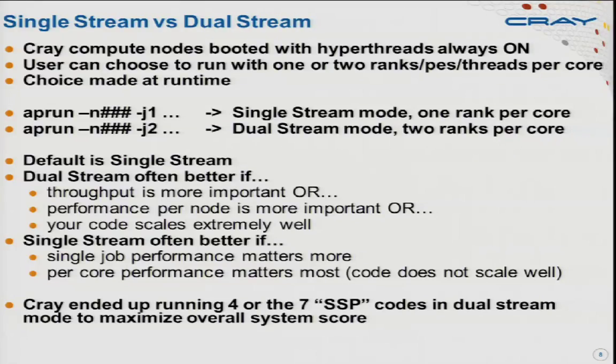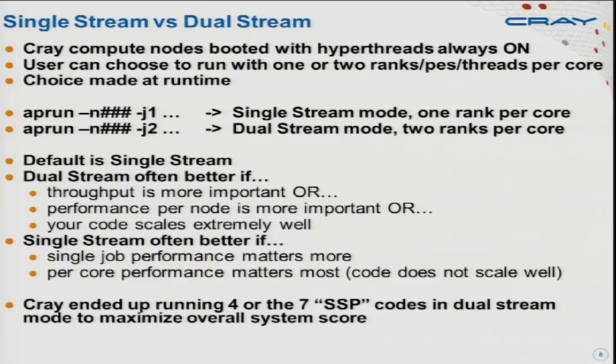Performance is the same per thread? Well, no. When you go to dual SSP, it's all the same hardware. You don't double the number of functional units. You don't double the memory bandwidth. So it would stand to reason that your per rank performance would drop by a factor of 2, right? But it doesn't always. Sometimes it drops by less than a factor of 2, in which case the per node performance actually went up.